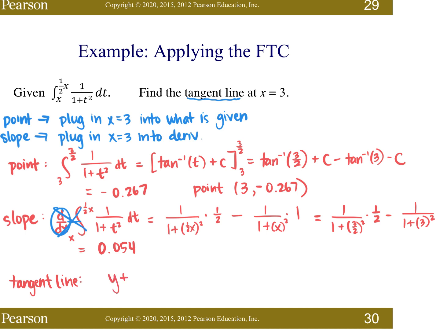So the tangent line, using that point and that slope, would turn out to be, in point slope form, y minus negative 0.267 equals the slope of 0.054 times x minus 3. So it's something old, finding the tangent line using the point and slope, but something new, whereas we're starting with a function that's defined as an integral.